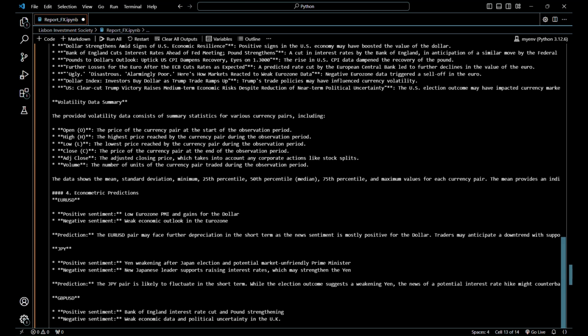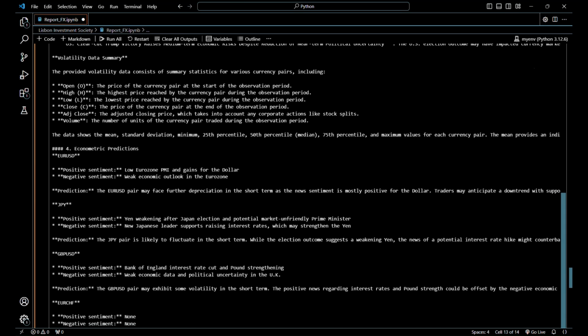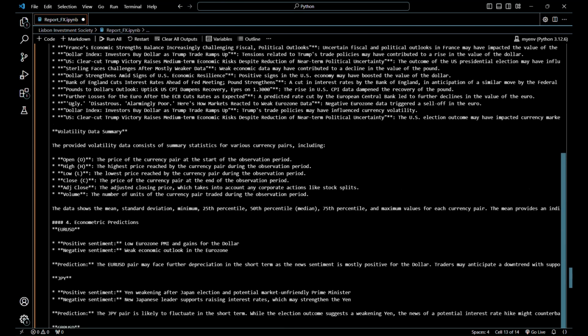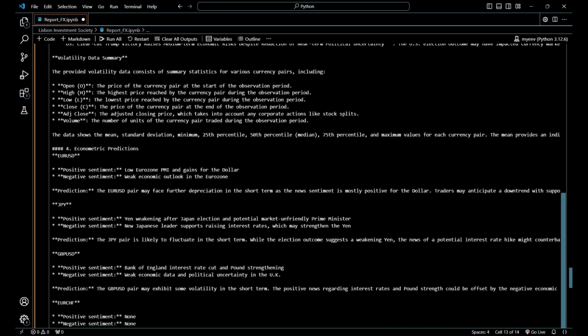So I will be working on that for sure for the next couple of months, but I have some time, so I don't need to get myself ahead too much. Right here, I just need simplicity at the moment. So after that, we can have here volatility data summary. He's not giving me what I wanted, so I need to also check into this. And these are the econometric predictions.